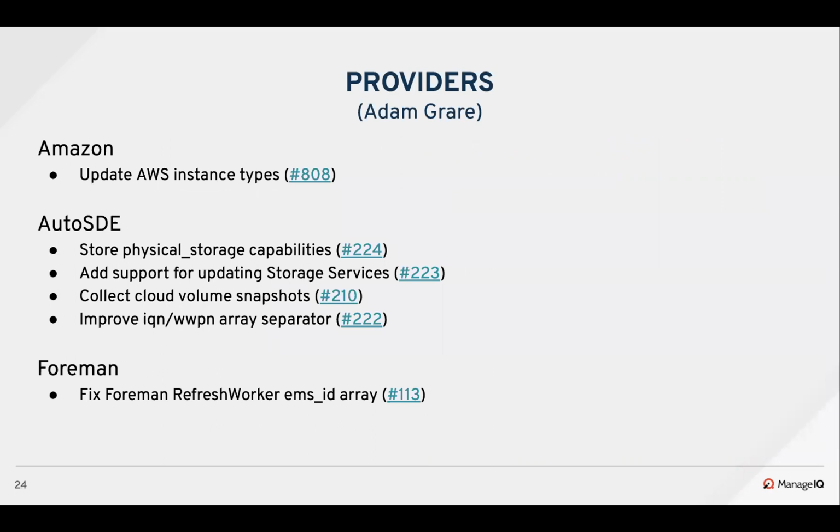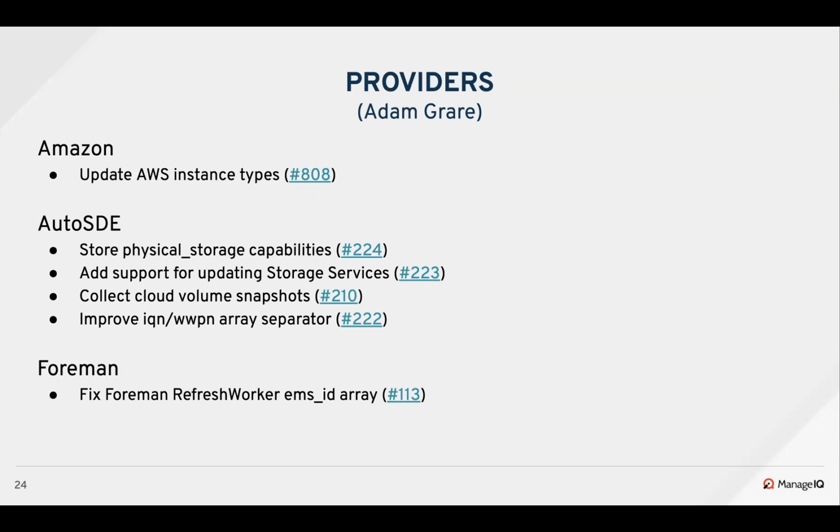On to Adam. Thanks, Melody. So this sprint, the bot updated the AWS instance types again. The AutoSDE team added the ability to store physical storage capabilities, which are used when they go to then create cloud volumes on the physical storage. It helps the UI determine which features are available.